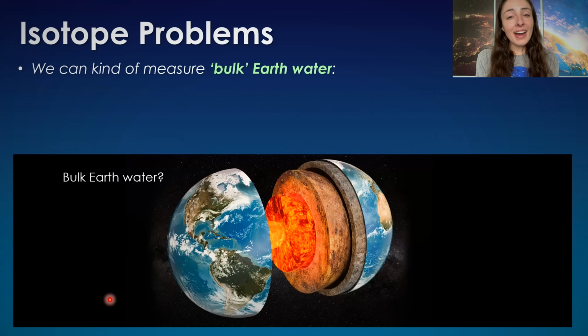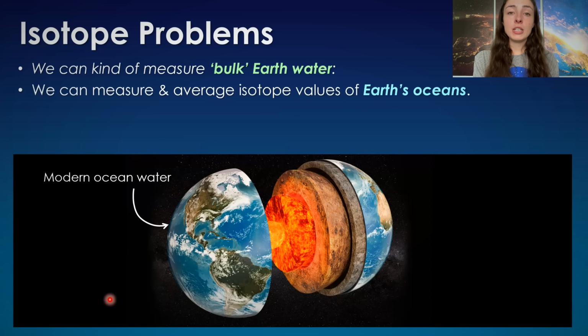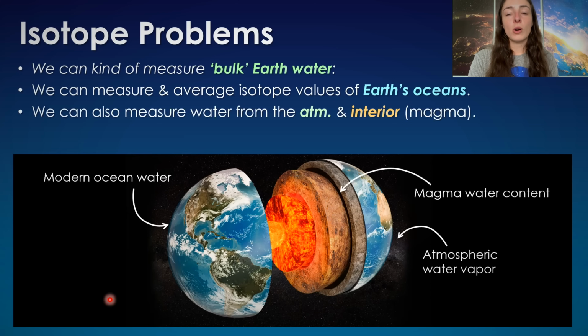We can get around this and try to measure quote-unquote bulk Earth water, or water that is representative of all of Earth's water, by measuring and averaging Earth's ocean water isotopic signature from different samples taken around the globe, at different depths and at different types of ocean basins, etc. We can also measure and average water from the atmosphere in different locations, latitudes, and altitudes, and we can even measure water from Earth's interior, that is, from magma.